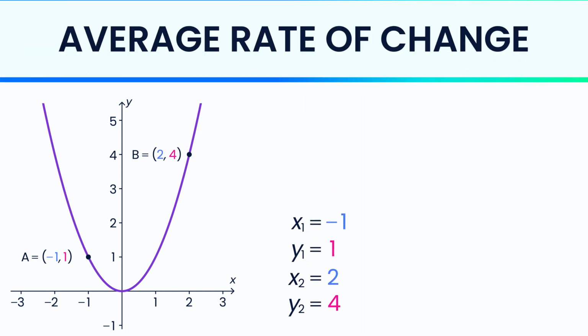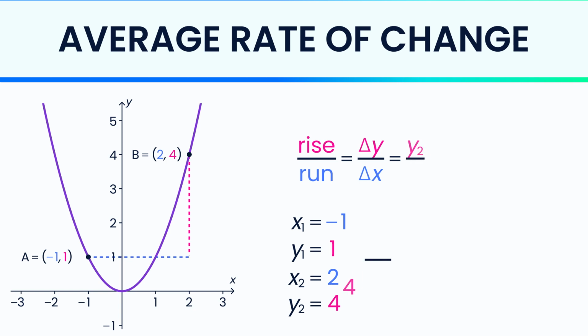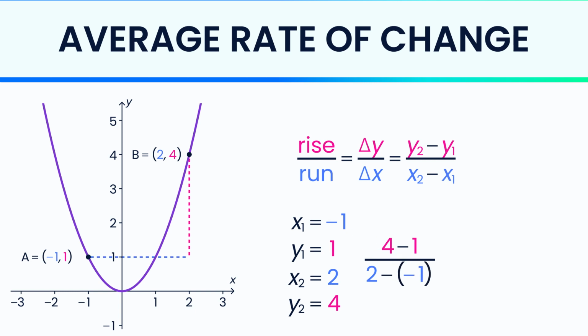The average rate of change between these points is found by dividing the rise by the run, delta y over delta x. To find the change in y, you take the y-coordinate of point B, y2, and subtract the y-coordinate of point A, y1. To find the change in x, you take the x-coordinate of point B, x2, and subtract the x-coordinate of point A, x1. This gives you 4 minus 1 over 2 minus negative 1, which equals 3 over 3, which is 1.